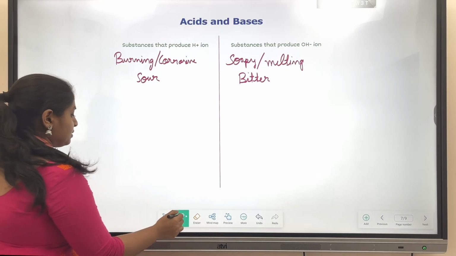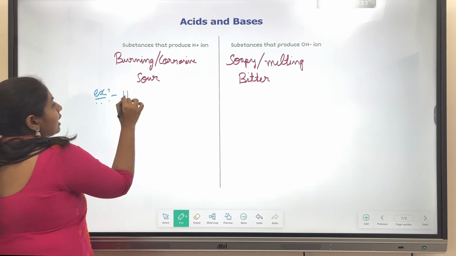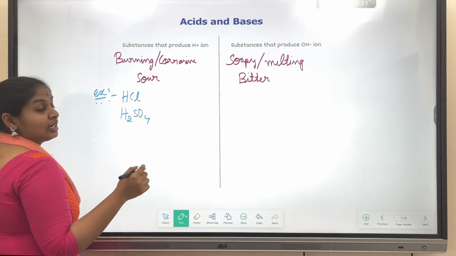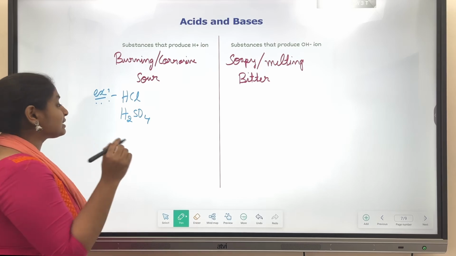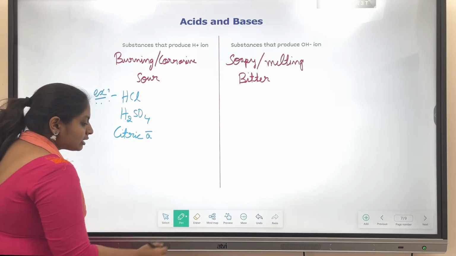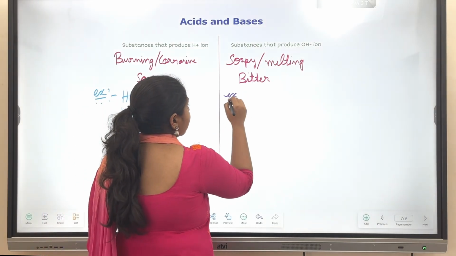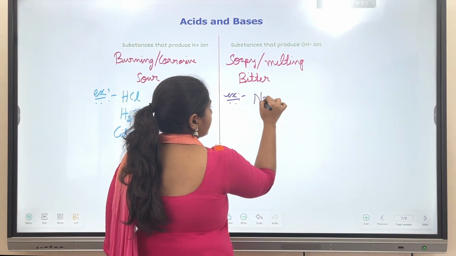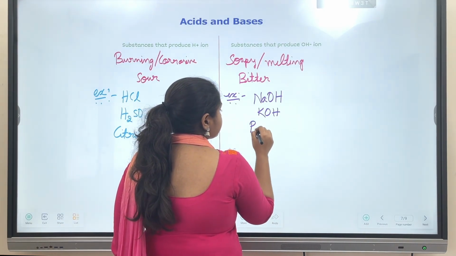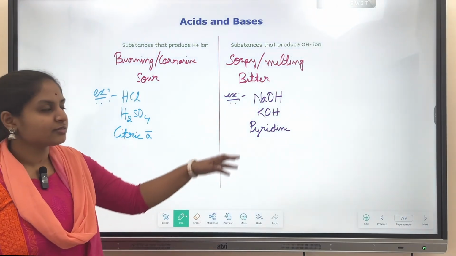So let's take some examples. Some examples of acids are HCl, hydrochloric acid, and H2SO4, sulfuric acid. The orange we saw has citric acid. For bases also, we'll write some examples here: NaOH, sodium hydroxide, is a base, KOH, potassium hydroxide, and pyridine. Here are some examples of bases.